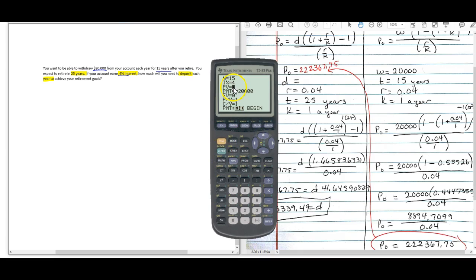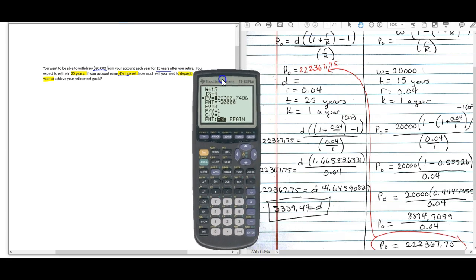So I'm going to highlight what I'm looking for. So as you can see, I highlighted that. That's 0. I'm going to click alpha, and go to enter, and that's because this is the solve. So we get $222,367.75. So you can see that's what we got by calculating.